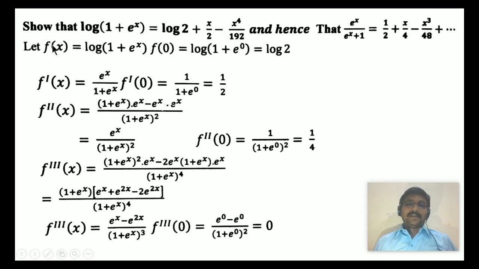So given function f of x is log of (1 plus e power x), and the functional value at 0 is log of (1 plus e power 0). But what is e power 0? 1. 1 plus 1 is 2, log 2.